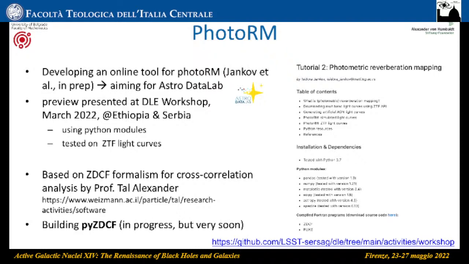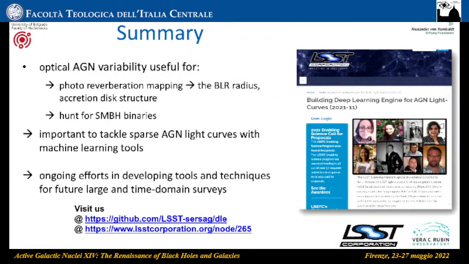So my summary is that LSST is coming. It's going to be super important. We need it for measuring AGN accretion disk structure, as well as the broad-line region radius, as well as to hunt for periodicities in light curves. But we need machine learning tools in order to tackle all the problems.